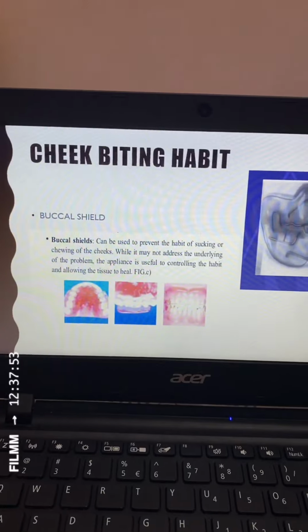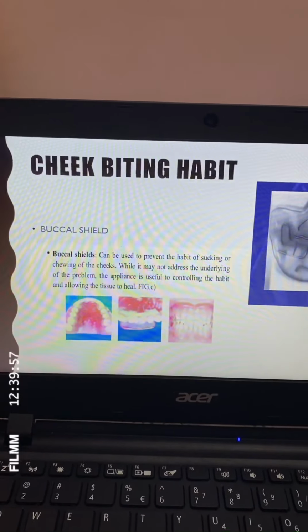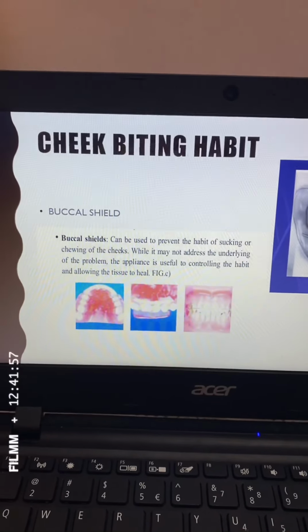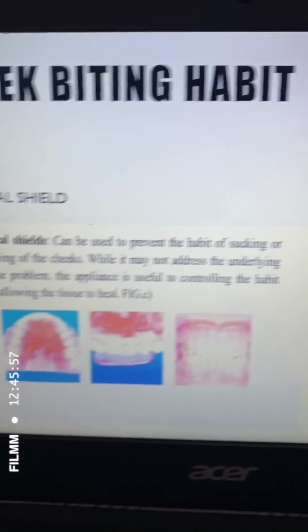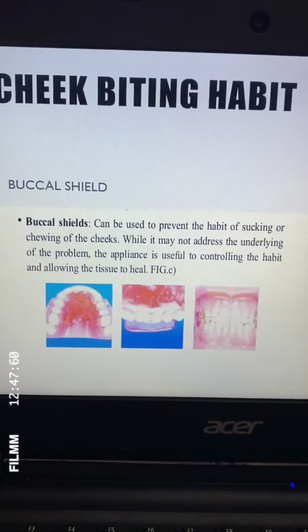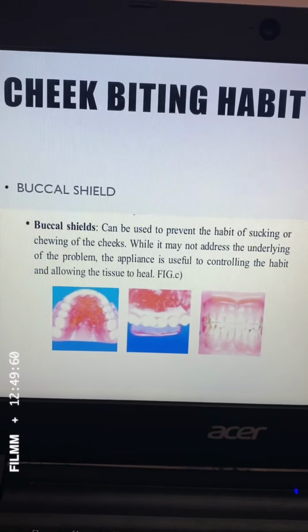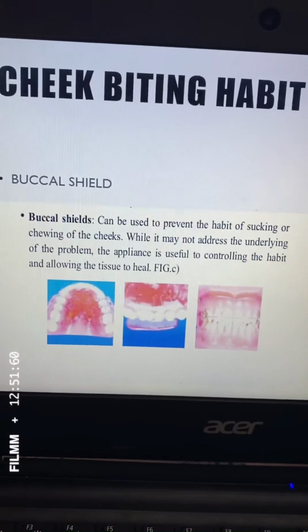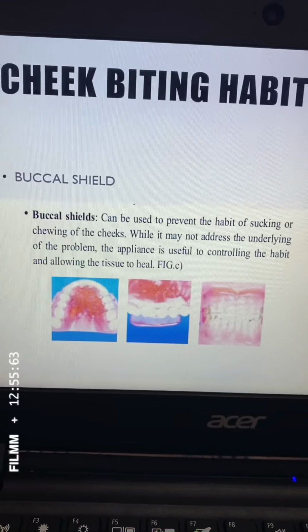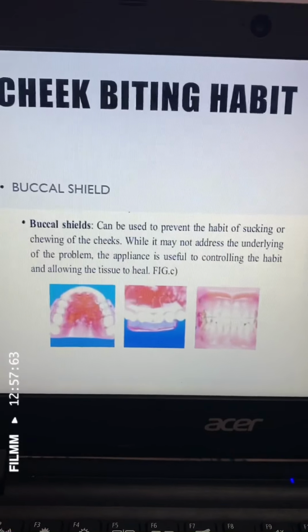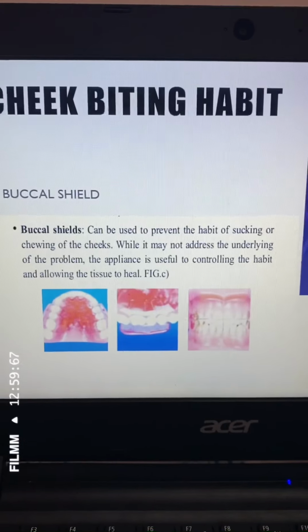Lastly, the patient, as I've said earlier, has cheek biting habit. So for the cheek biting habit, we need to have a buccal shield. So the buccal shield can be used to prevent the habit of sucking or chewing in the cheeks. So while it may not address the underlying problem, the appliance is very useful to control the habit and allow the tissue to heal.